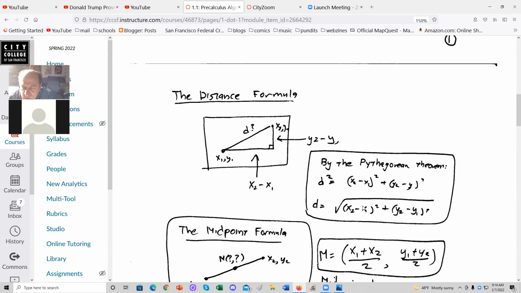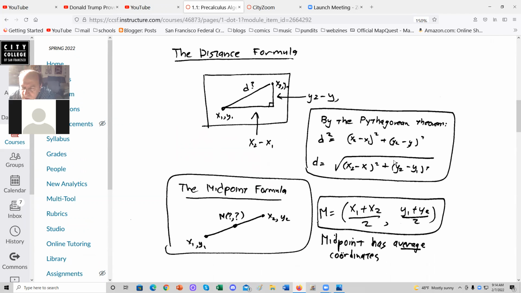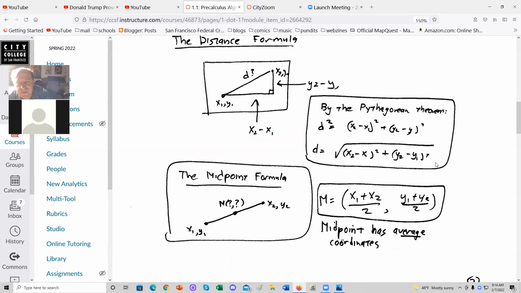Therefore, taking square roots, d is the square root of the sum of the squares of differences of coordinates. That's four "of"s in a row: square root of sum of squares of differences of coordinates. (x2 minus x1) squared plus (y2 minus y1) squared, all under a square root.